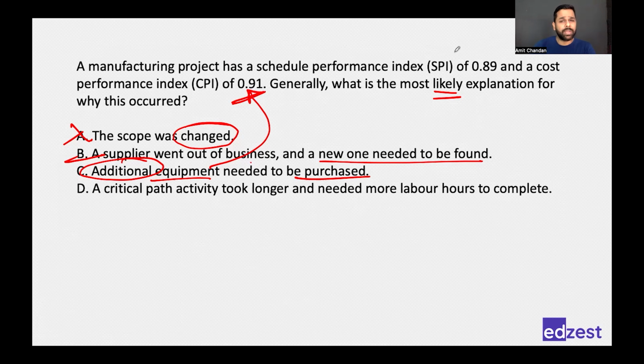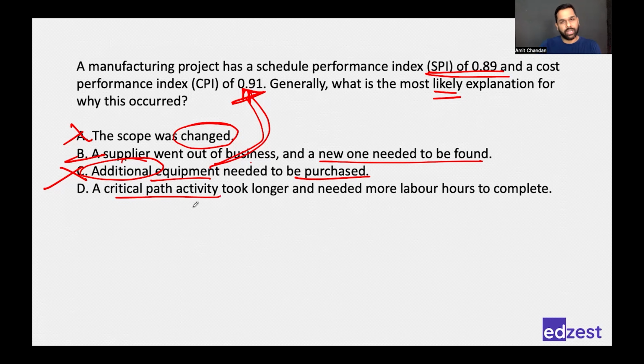But will it impact the SPI also? We don't know. Maybe the time that we spend in purchasing the new equipment, now that we have more equipment, we may finish faster. Right? So C is also not a good choice because it is only telling me about CPI. It is not telling me anything about SPI.